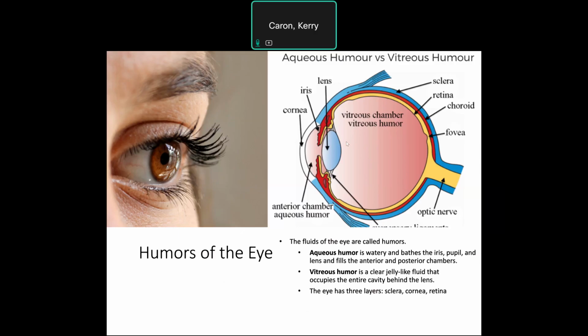We have 3 layers to the eye. We have the sclera, we have the cornea, and we have the retina.